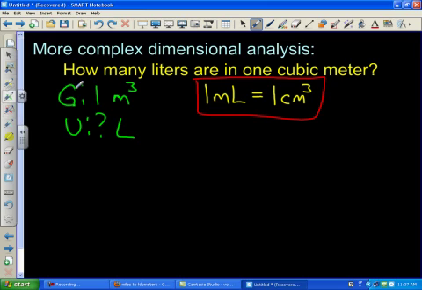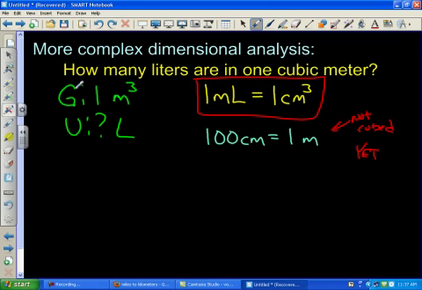Okay? So we already know a relationship between the cubic length measurement of meter or centimeter and the volume measurement of liter. So we got that. And we also know that 100 centimeters equals 1 meter. But here's the problem. We're not talking about straight linear centimeters or straight linear meters. We're talking about cubic. Okay? So here's what we have to do. In algebra, we can do whatever we want to the equation as long as we do it to both sides.